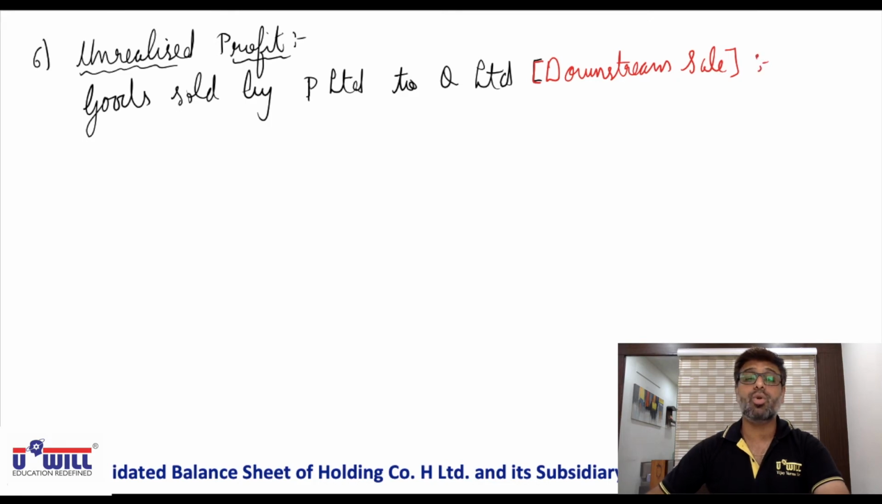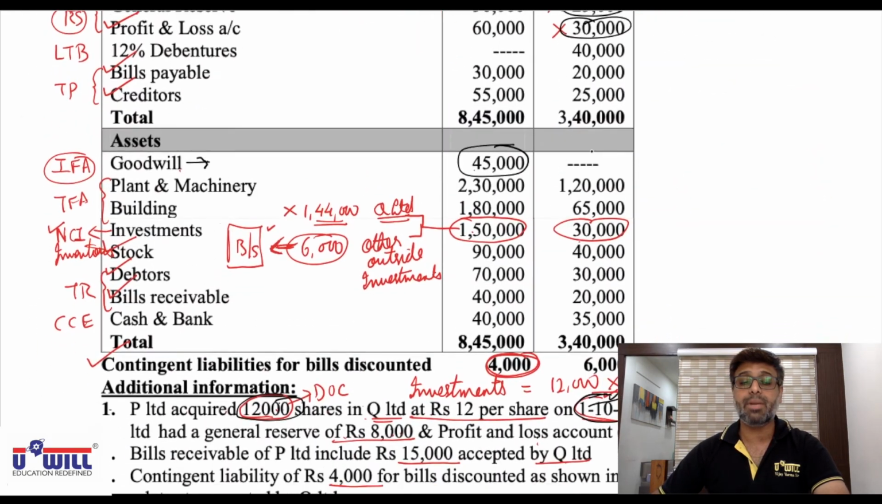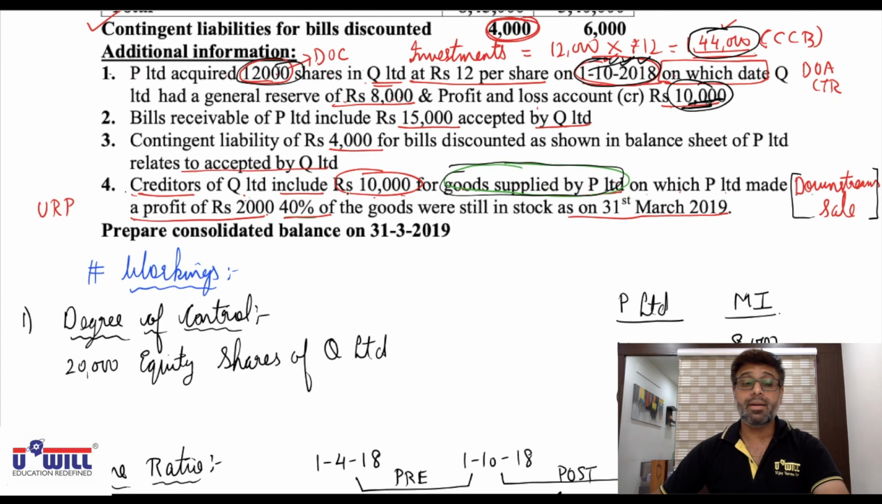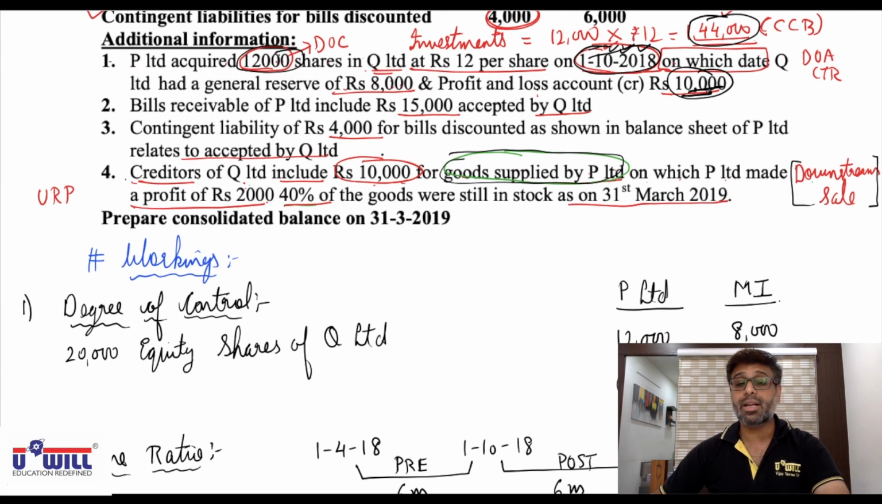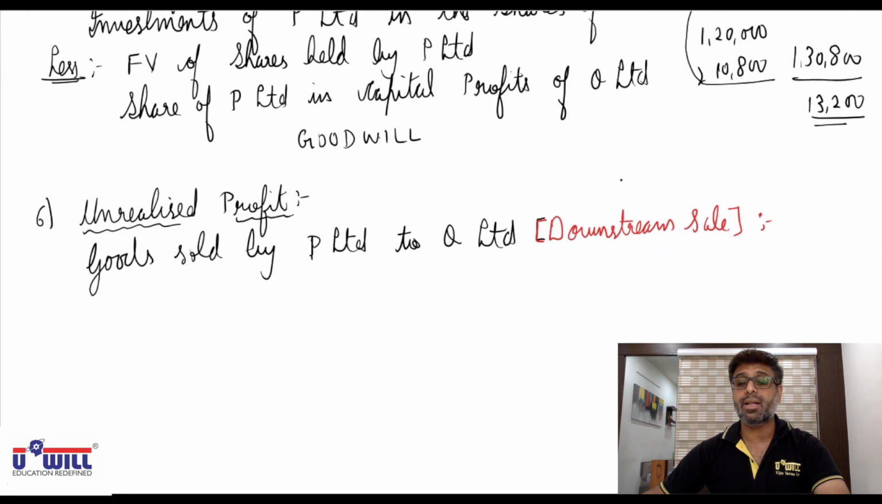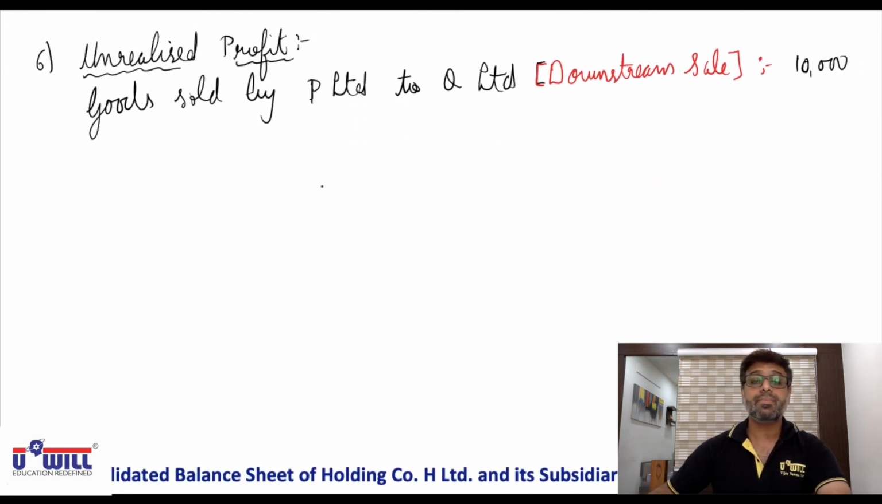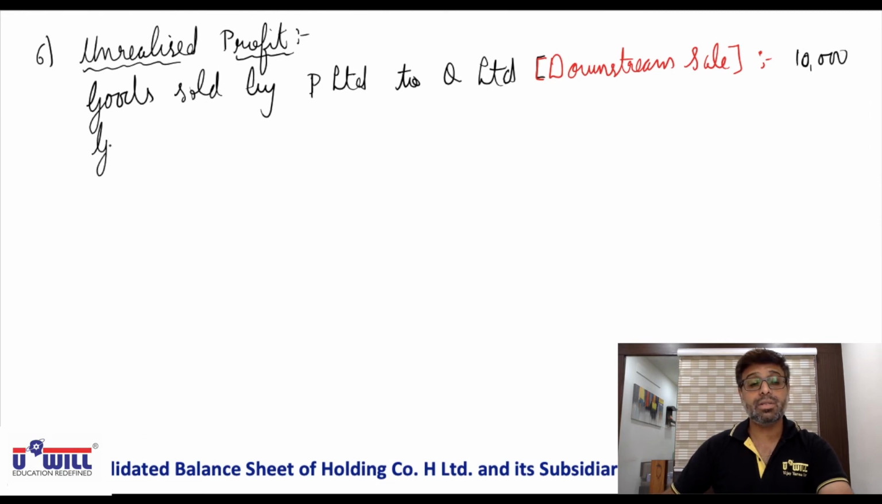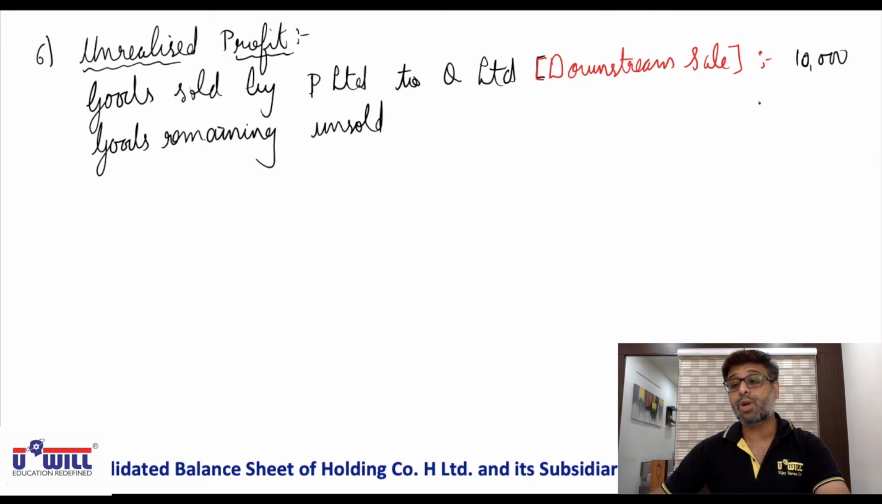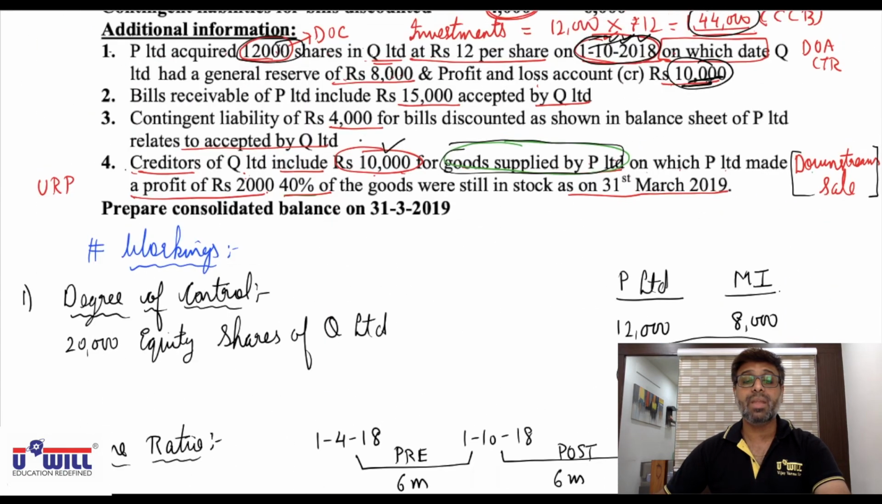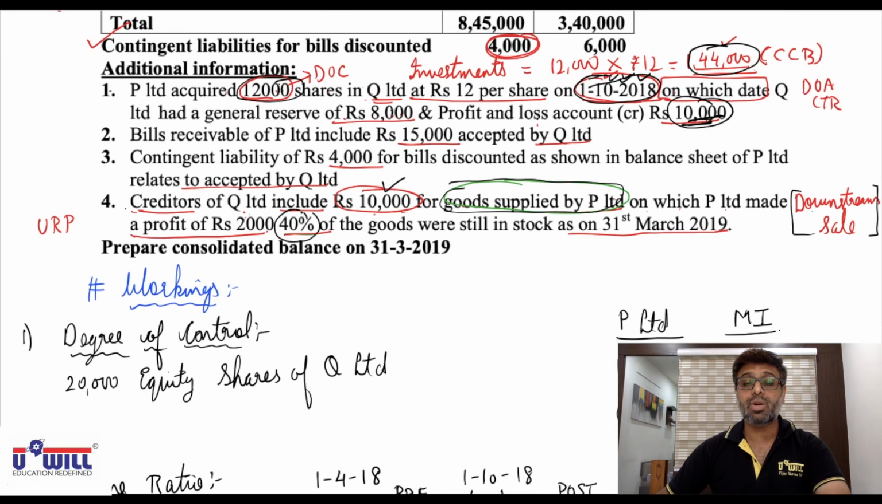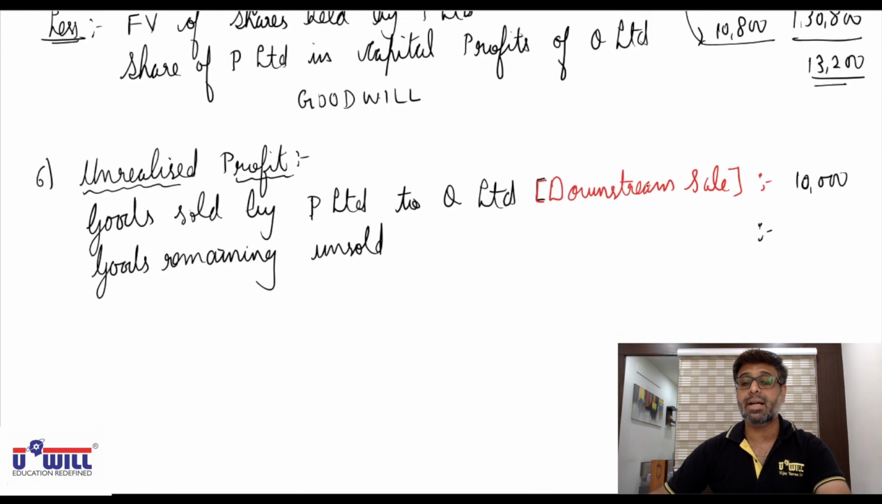Now, what are the goods sold by holding company to subsidiary company P Limited to Q Limited? It's given creditors of Q Limited include 10,000 of goods supplied by P Limited. So goods sold by P Limited to Q Limited 10,000. Then goods remaining unsold. Second information we always write percentage of goods remaining unsold. They are given as 40%. See the adjustment for what proportion of goods are remaining unsold. 40% of goods are remaining unsold.